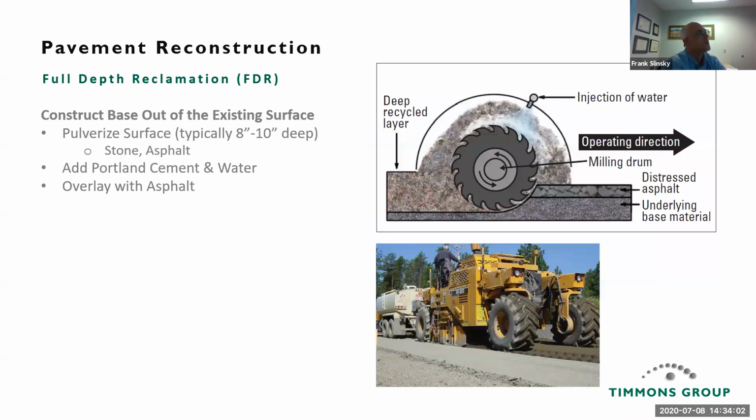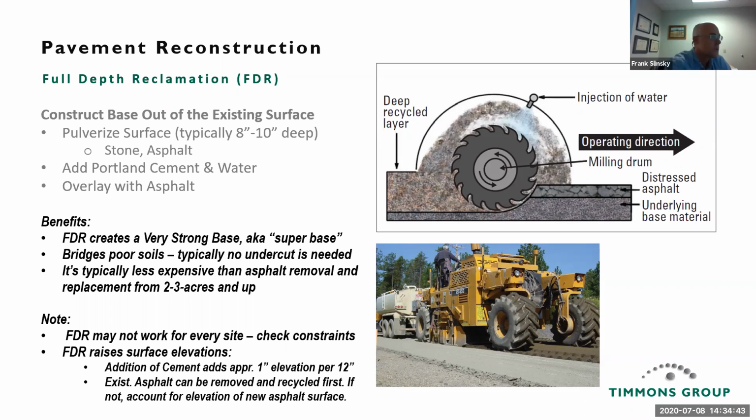But pavement full depth reclamation, this is when you construct a base out of the existing surface. You pulverize the surface, typically 8 to 10 inches deep. All your stone and your asphalt is getting pulverized in place, and it's grinding up soil as well. It's all part of the design. You add a Portland cement and water to it, you let it set, and then you overlay this with asphalt.